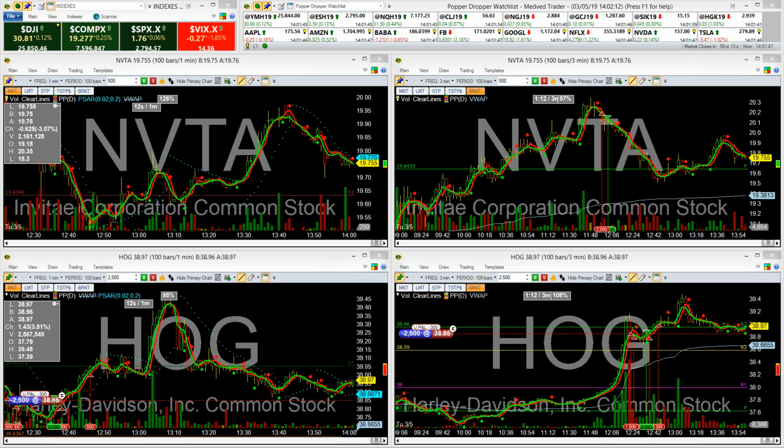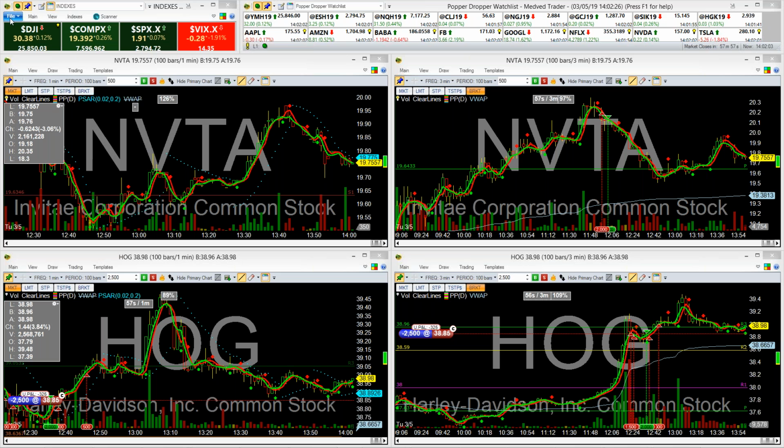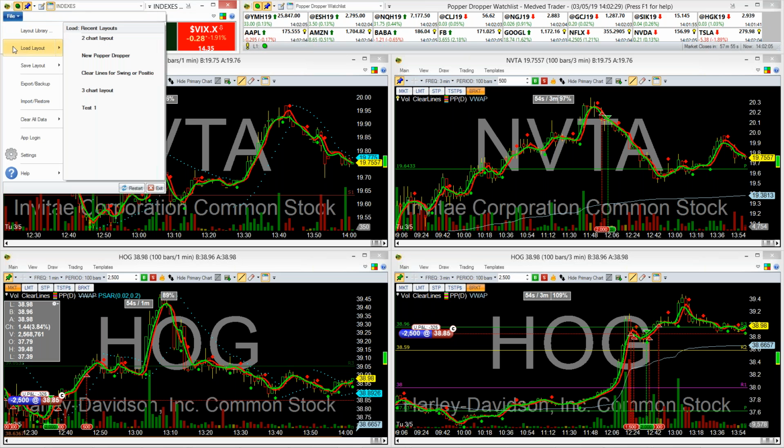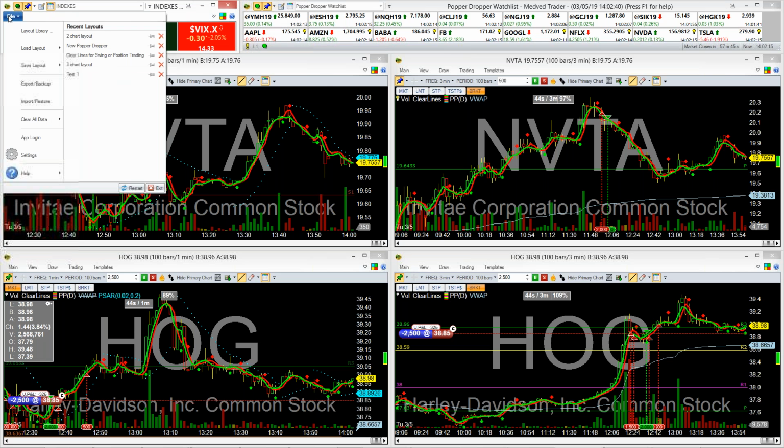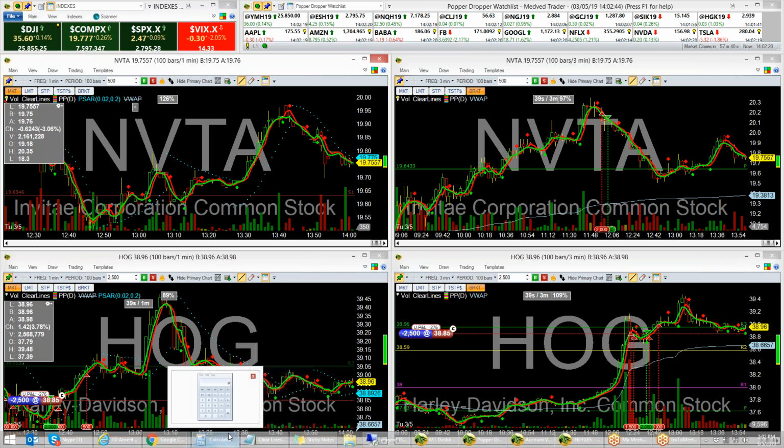I do need to fix something because I've done this a couple times now. I've accidentally saved over one of my layouts and lost it, and I just lost my two chart layout. I think what happens is I come down and, instead of load layout, I click save layout and then click two chart, and then it saves it as my two chart layout. I need to talk to the guys about that because it seems too easy to accidentally click and do that. So I've got to figure this out.